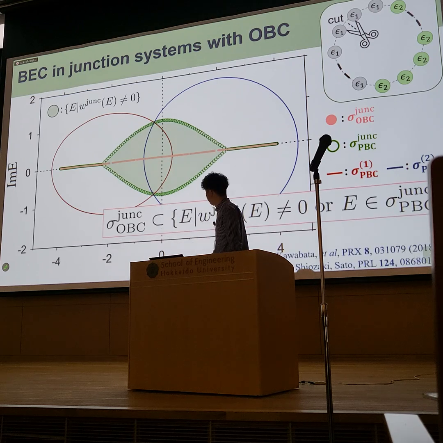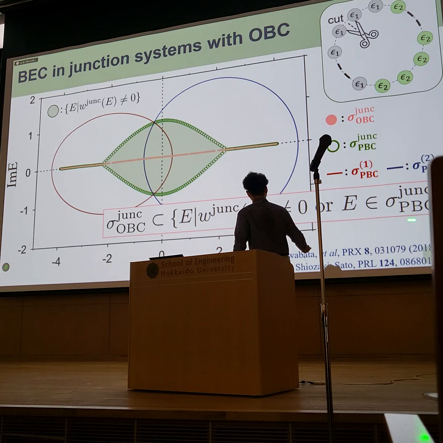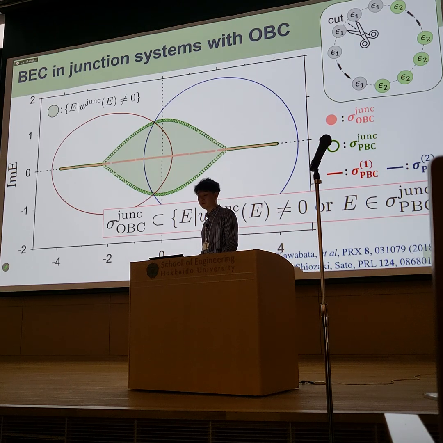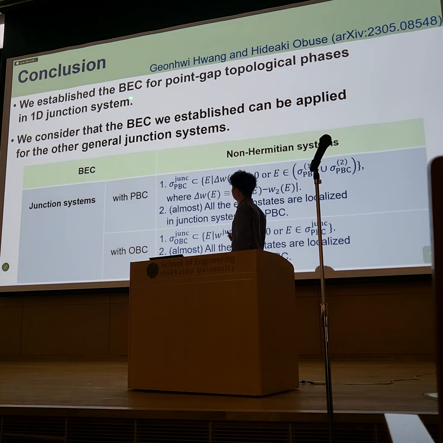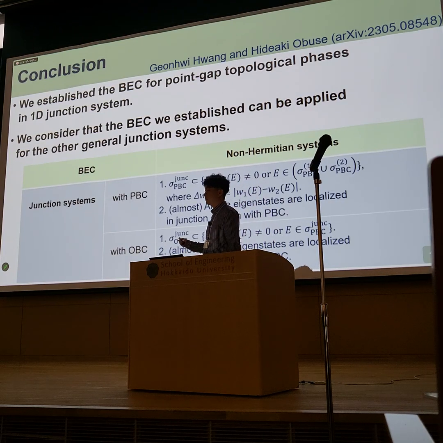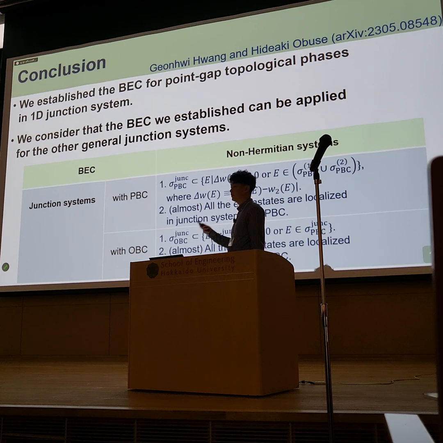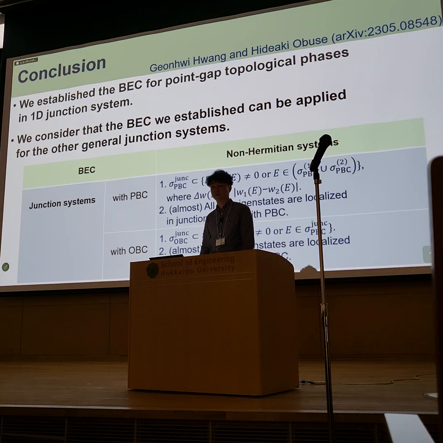So we can conclude as follows. The OBC spectrum of a junction system should appear on the PBC spectrum of the corresponding system or its interior. In this sense, this can be considered a natural extension of the bulk-edge correspondence. In conclusion, we established the correspondence for point gap topological phases in junction systems. Although this conclusion is derived from a specific lattice model, as I explained, our result can be considered a natural extension, so we consider the correspondence we established can be applied to other general junction systems. Thank you for listening.